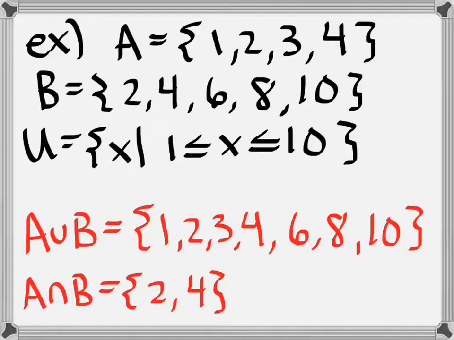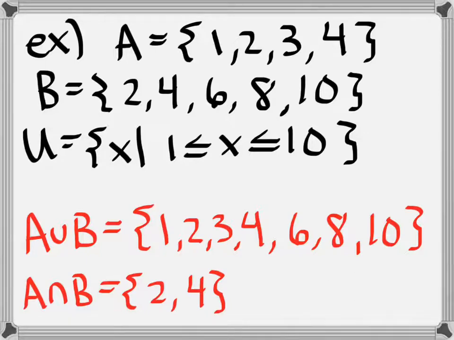The union of A and B, well again, union means combine, so we want to take all of the elements in A, so we have 1, 2, 3, and 4, and then we also want to throw in all of the elements in B, so we have 2, 4, 6, 8, and 10. You'll notice that we could write 2 twice because 2 is in A and 2 is in B, however that's redundant in terms of sets.